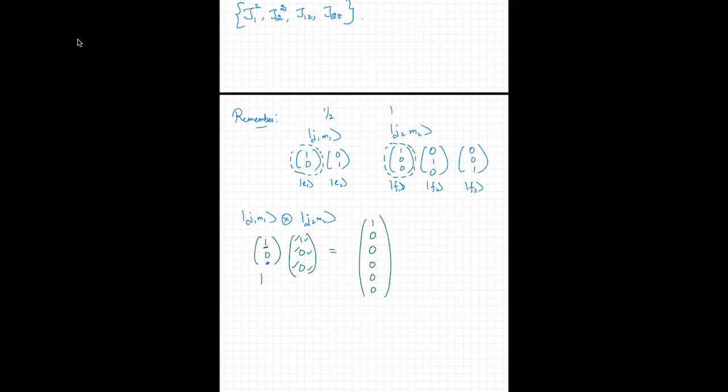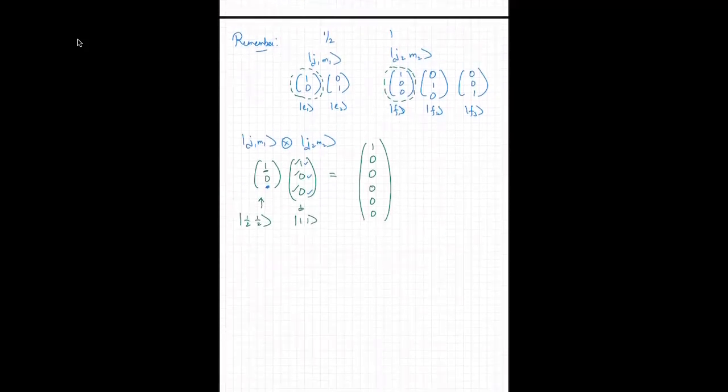Now, in our more present notation, this would be the eigenket 1/2, 1/2. This would be the eigenket 1, 1. So what we have just found out is that the direct product of 1/2, 1/2 with 1, 1 gives me the 6-dimensional column vector (1, 0, 0, 0, 0, 0), which I'm calling in my new notation J1, J2, M1, M2, that is 1/2, 1, 1/2, 1. This is the notation I'm employing.